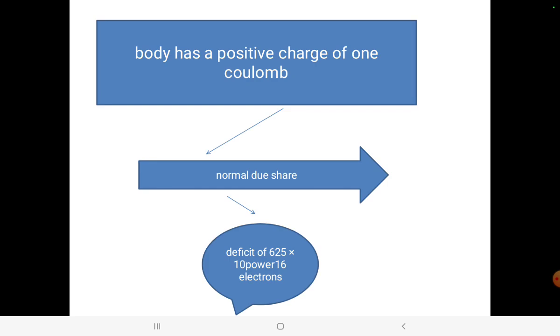Next, a body has a positive charge of 1 coulomb. That means if it loses 625 into 10 power 16 electrons, then it has a positive charge of 1 coulomb. It loses 625 into 10 power 16 electrons.